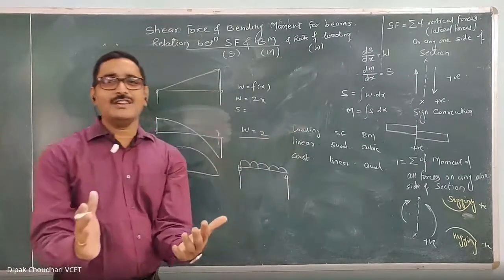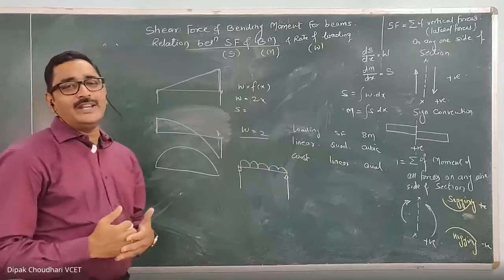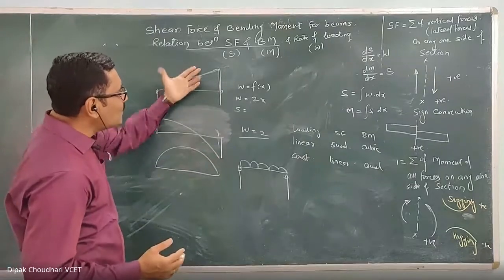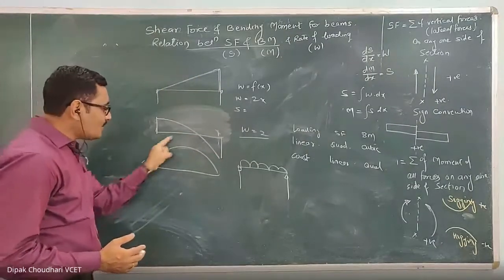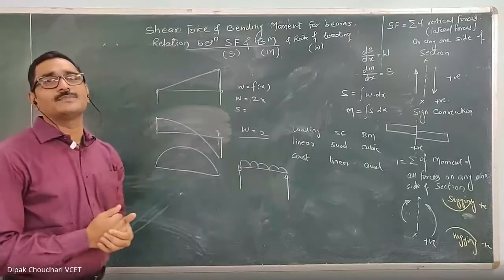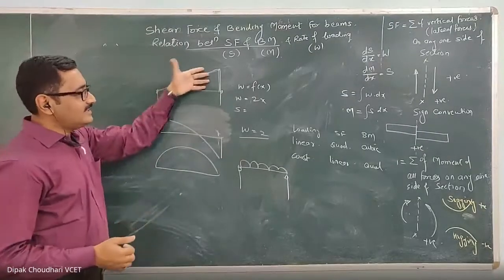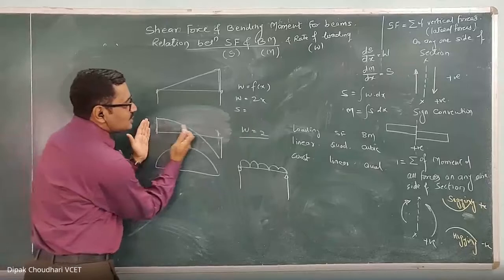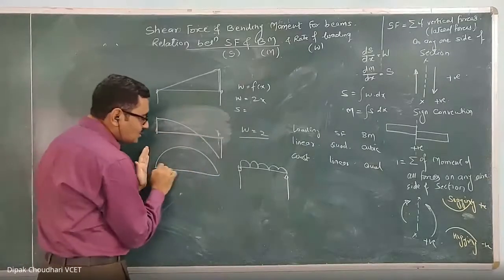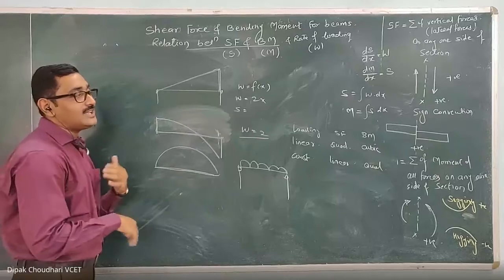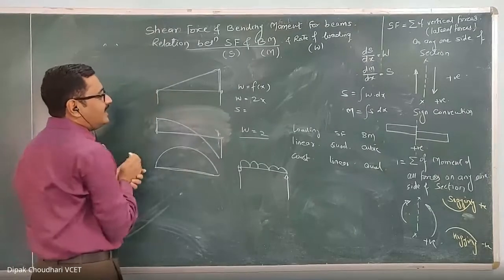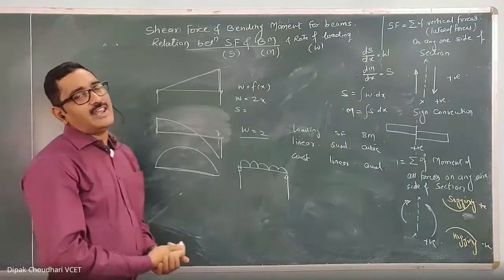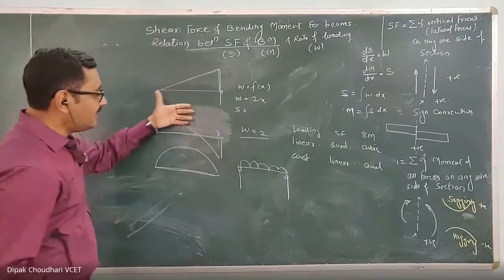When we draw the shear force and bending moment diagram, the nature of the shear force diagram is 1 degree more than the loading diagram, and the nature of the bending moment diagram is 1 degree more than the shear force diagram. These diagrams show you the variation of the shear force and bending moment along the length of the beam. So if the load varies linearly, shear force will vary quadratically or parabolically, and the bending moment will vary cubically. The degree increases by one each time.